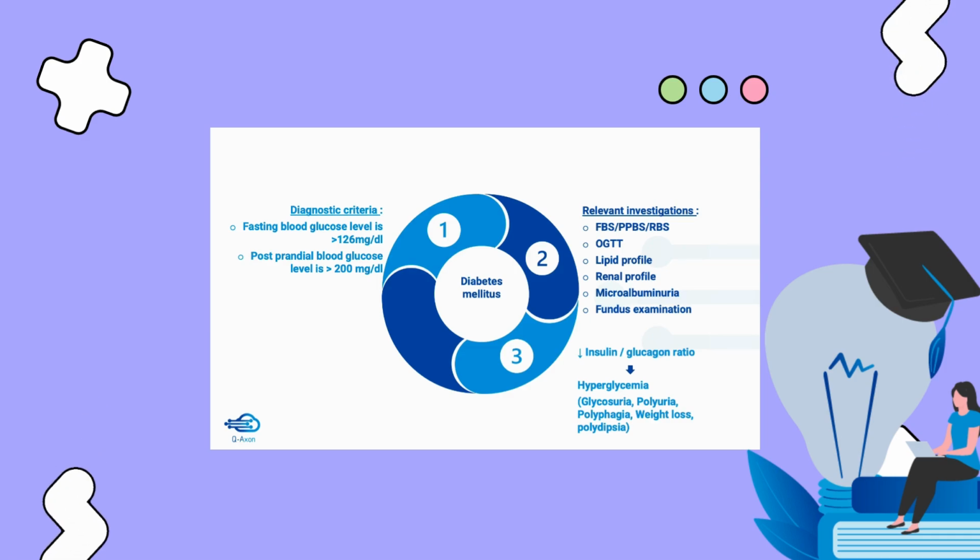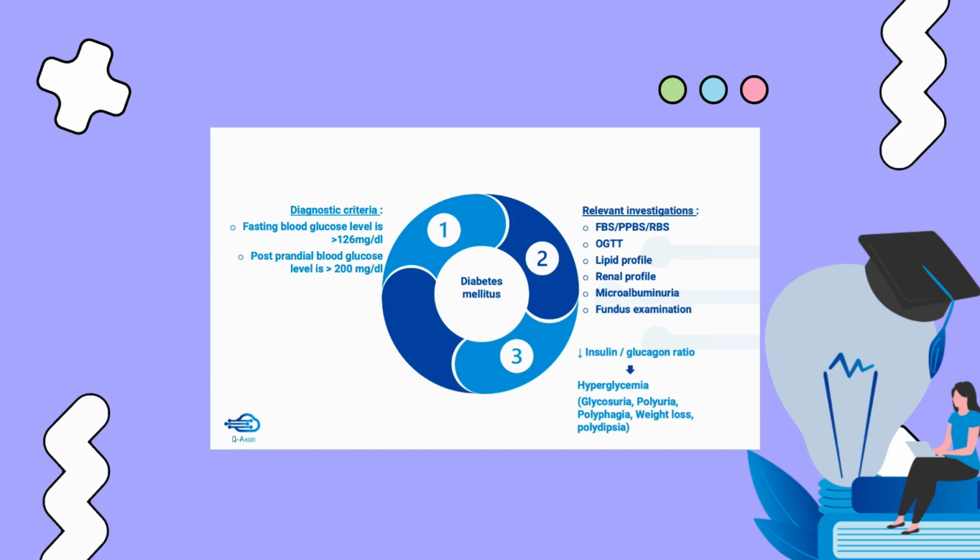Now going back to the investigations, what are the investigations to be done in a case of diabetes mellitus? What we know is the fasting blood glucose level and the postprandial blood glucose level to diagnose a case of diabetes mellitus. What other relevant investigations can be done to further improve the health of the patient? One is the lipid profile, where we know that there is dyslipidemia and hypercholesterolemia in a case of diabetes mellitus. Then we have the renal profile.